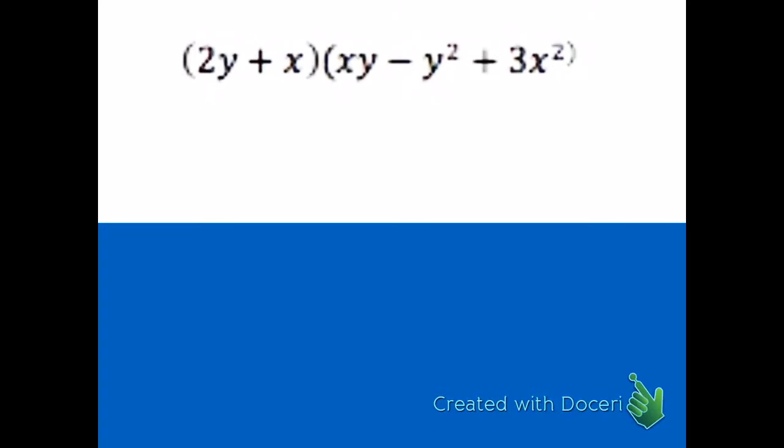So example 2 is your turn. I'd love for you to stop the video and see what you get, and then restart when you're ready to check.